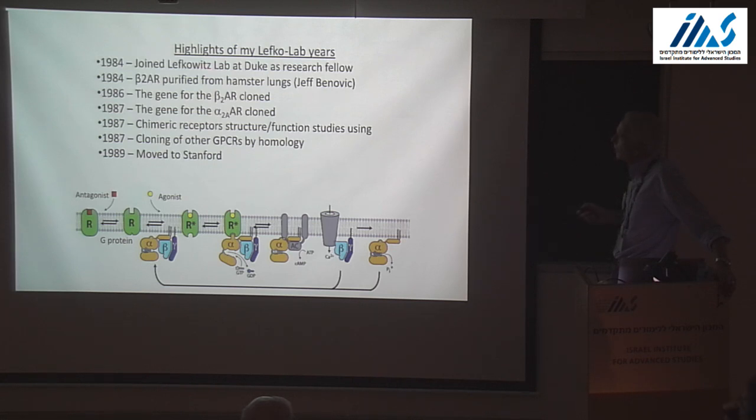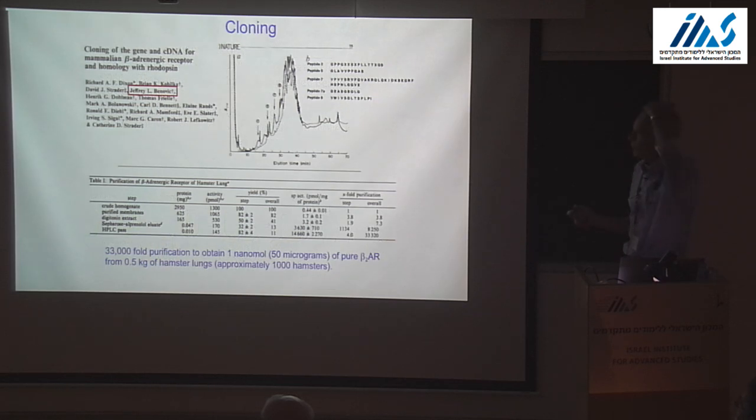I'm going to talk about this in a minute. This had nothing to do with me, but it was a really important event, the purification. Then in 86, the first gene was cloned for the beta-2. In 87, the alpha-2 gene was cloned. And this allowed us to do some interesting chimeric receptor studies. And then also during this time, there was the cloning of other genes by homology and not purification. Bob mentioned this yesterday, but I still think this is an amazing story. And more so because since I've gotten into some biochemistry, I realize how truly heroic this was.